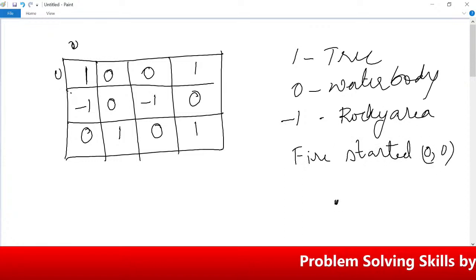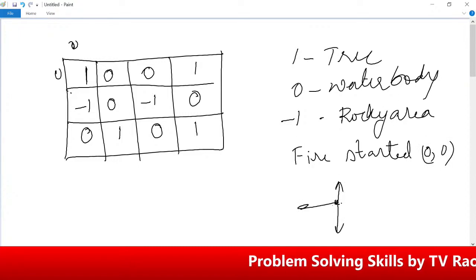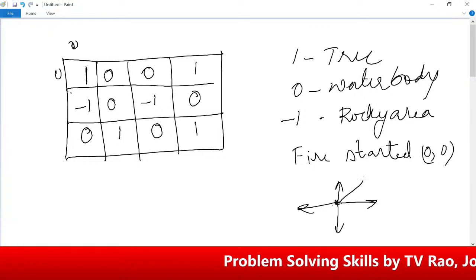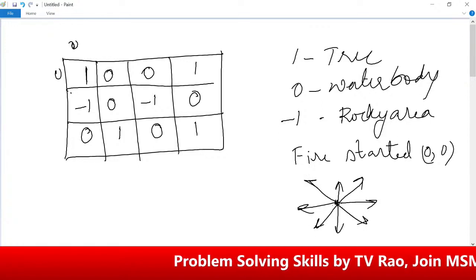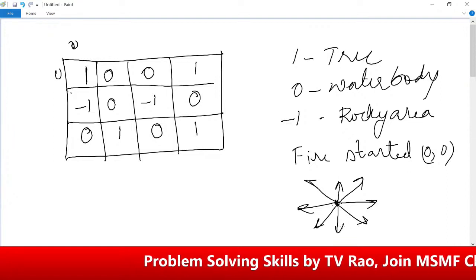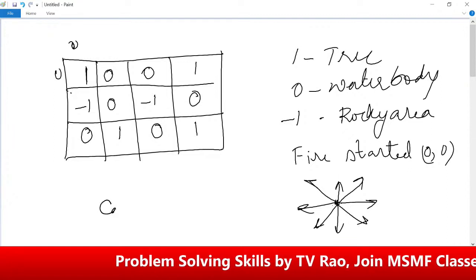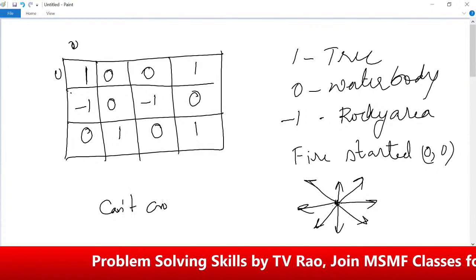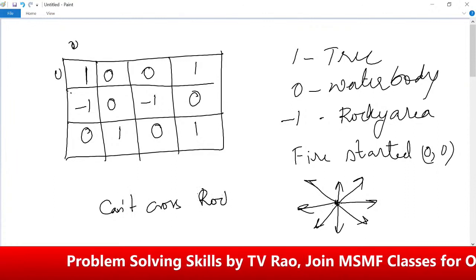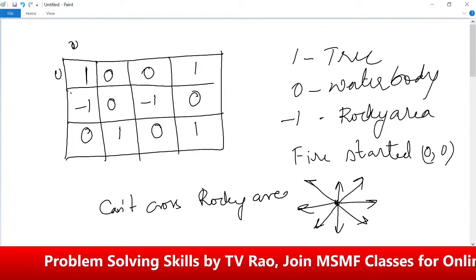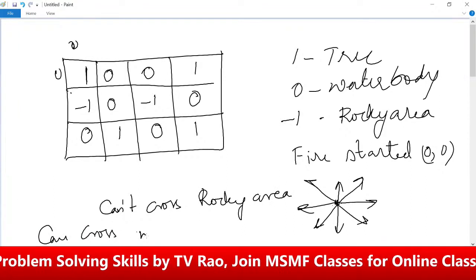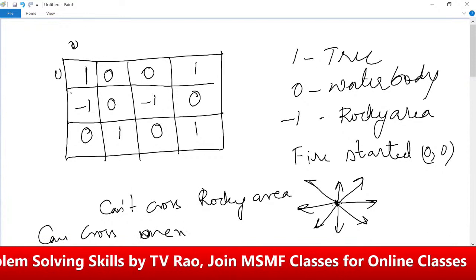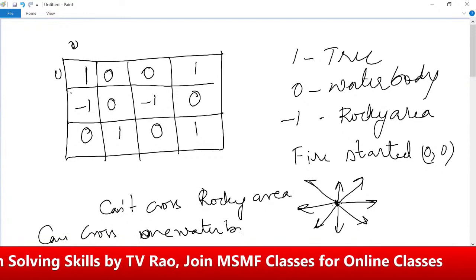The fire can travel in all 8 directions if possible. The fire cannot cross a rocky area, can cross 1 water body, but not 2 in succession.